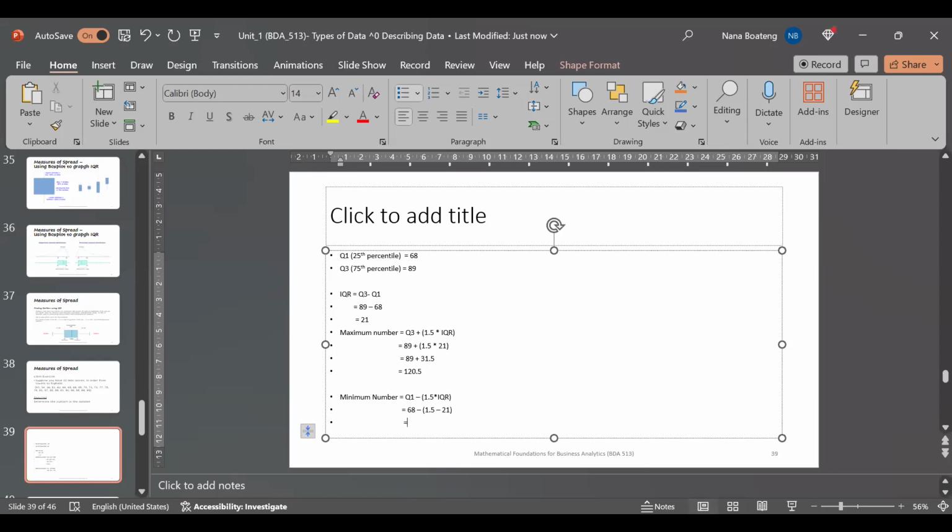Please, what did we get? It's 31.5 minus 68, isn't it? So that gives us 36.5. All right, so which means that our minimum number is 36.